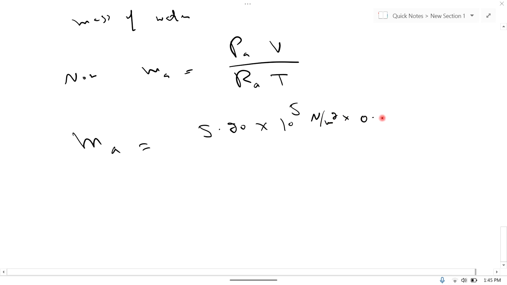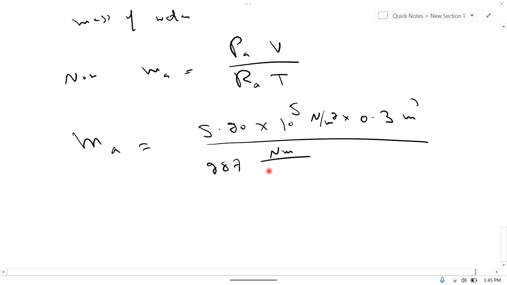Volume is equal to 0.3 cubic meter, divided by the value of R for air, which is 287 joule per kilogram per Kelvin. Joule is Newton meter per kilogram per Kelvin, and temperature is 389.9 Kelvin. This Kelvin will be cancelled with Kelvin, Newton is cancelled with Newton, per meter and per square meter is meter cube, which will cancel with meter cube. So the mass of air, simplifying this, is equal to 1.394 kg.